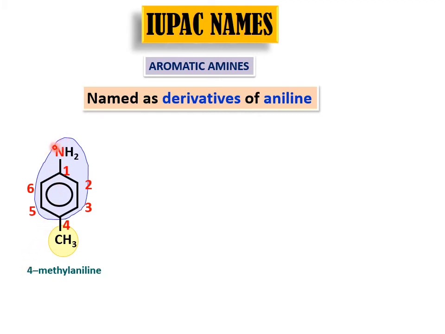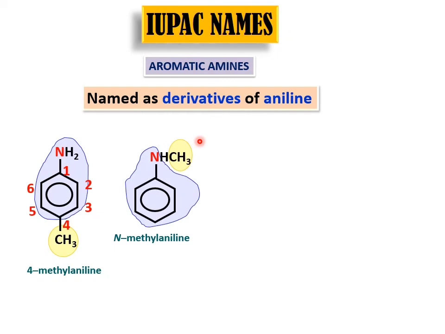So parent name when N directly bond with benzene, it should be parent name here, nampak? Aniline. And at carbon number 4 here, we have methyl. So for me, aromatic amine naming lebih simple compared to aliphatic amine. Okay, for example here, so this substituent on nitrogen atom. So bila substituent atas nitrogen atom, kita tak letak nombor, kita letak N. So N methyl aniline, still aniline. Okay. Okay, ini yang saya cakap tadi.